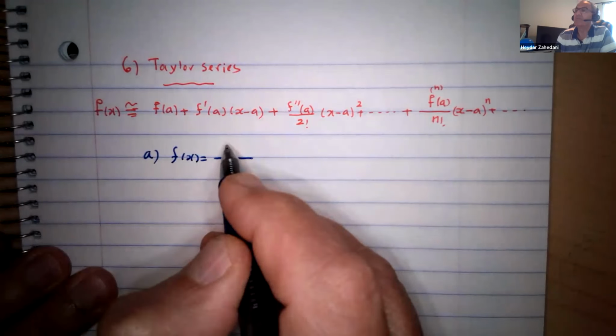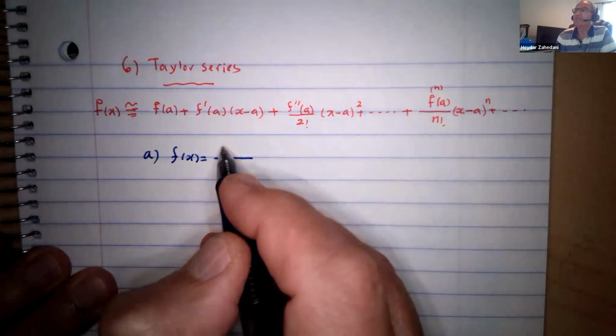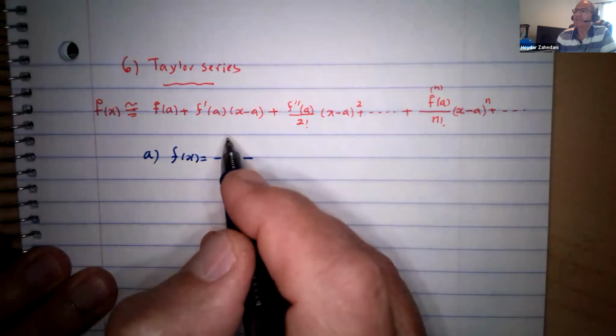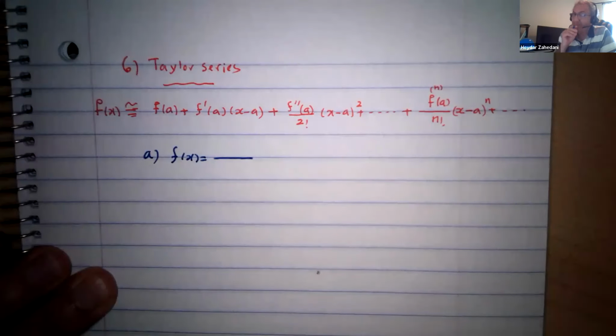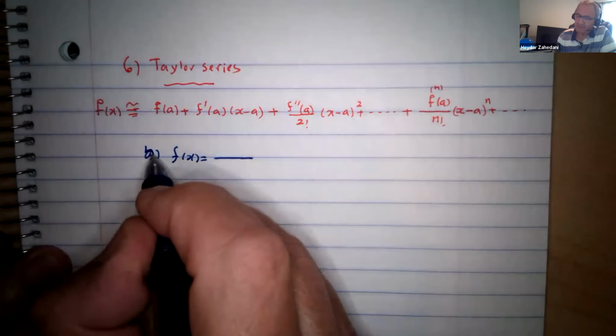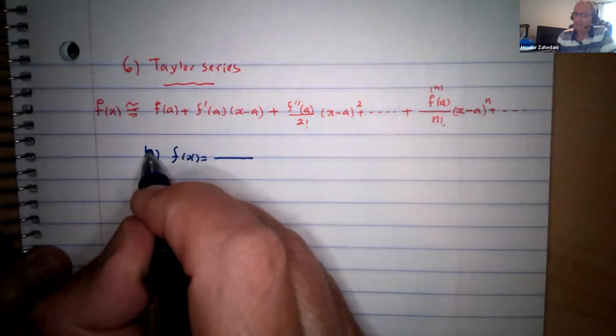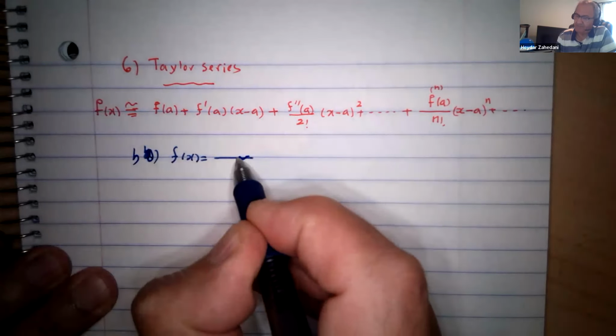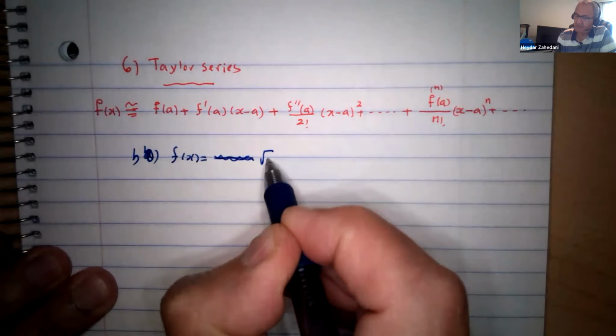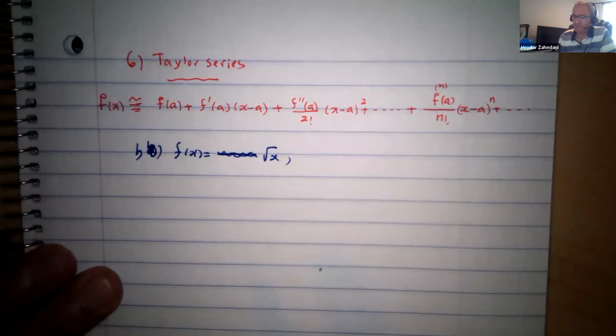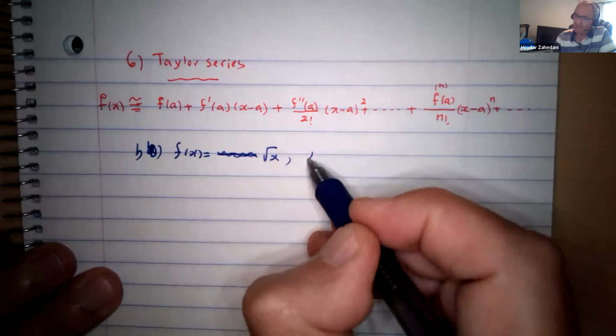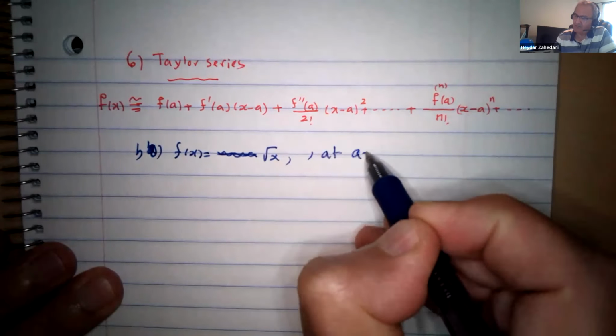For example, this is easy, and you can check it for yourself. I do the radical x for you. This is part B, the radical x. You have the formula. They wanted to do it at a equal to 1.